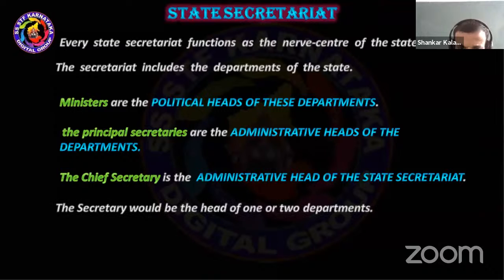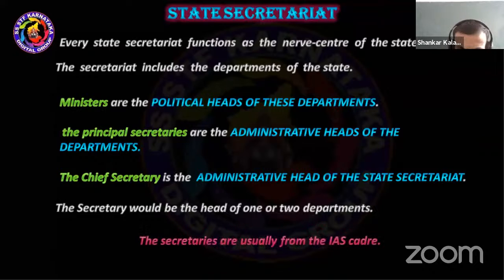The secretary would be the head of one or two departments. If the departments are small, sometimes they may merge the departments and appoint one secretary to carry on all the work easily. The secretaries are usually from the IAS cadre. It means almost all secretaries have passed the IAS competitive exam that we already discussed in this lesson. They will be the head, appointed by the state government or central government to carry on all the work of that particular department.